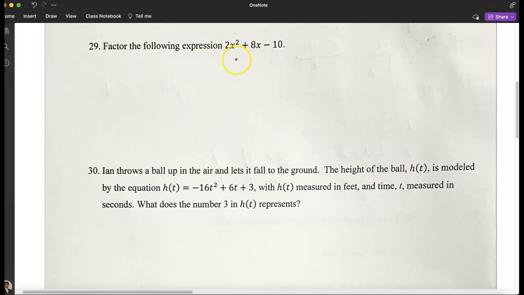Okay, factor the following expression. What is the first step of factorization? You can simplify it. Remove 2 common. What will be left? x squared plus 4x minus 5. Now what do you do? Now factor. Split the middle term.